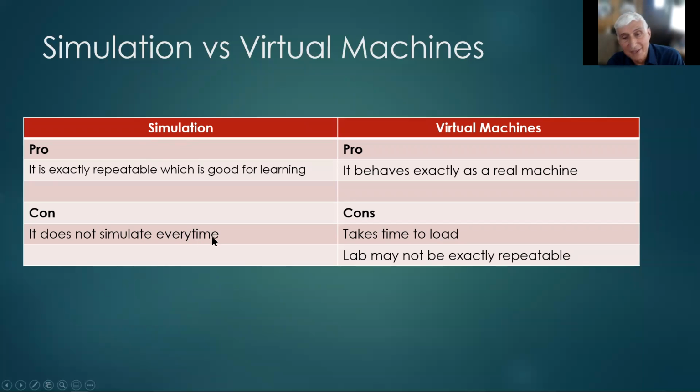Everything. That should be everything. And basically, it only simulates what you need to do in order to accomplish a task. The disadvantages of virtual machines is it takes time to load, and if you're doing a lab over and over again, it may not be repeatable. But the big advantage is it behaves exactly like a real machine.